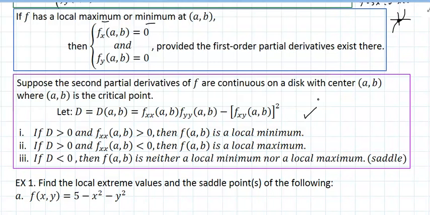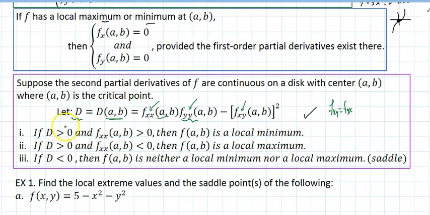What you do, you find this value d. D, evaluated at (a, b), is the second derivative of f with respect to x evaluated at this point, times the second derivative with respect to y evaluated at (a, b), minus the partial with respect to x then y, or y then x, squared, because we figured from the last homework that f sub xy equals f sub yx, Clairaut's theorem.